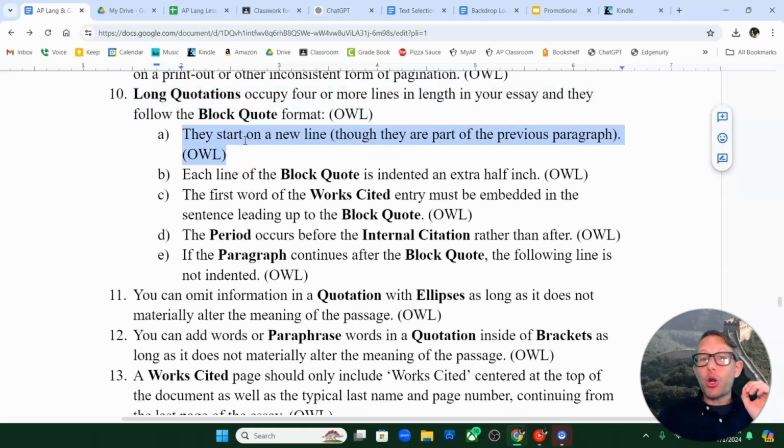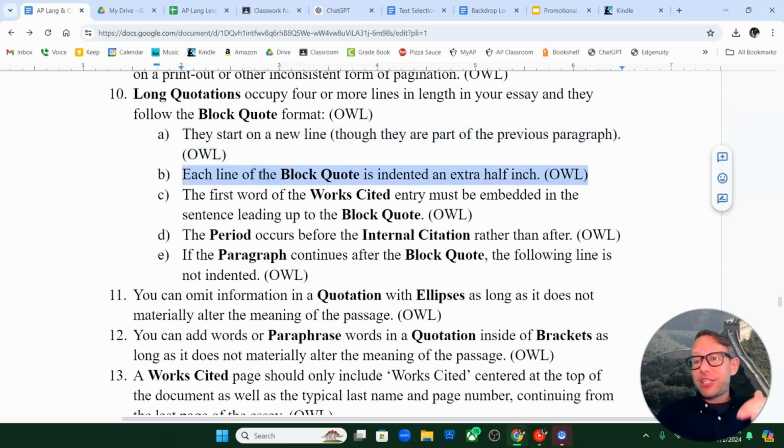First off, it is going to start on a brand new line, though it's still part of the previous paragraph, okay? To some extent, you're going to think, oh my gosh, is this going to be a new paragraph? No, it's still part of that previous paragraph, but it is going to start on a new line, okay? It is going to be indented an extra ½ inch, and every single line of it is, and that's why it doesn't end up looking like a new paragraph, because it doesn't have an extra indent from the first line to the second line. All of the lines in that block quote are going to be indented the exact same quantity, which is an additional ½ inch, okay?